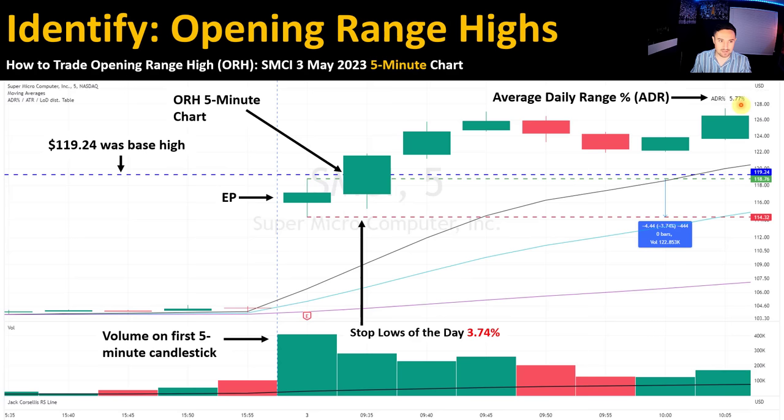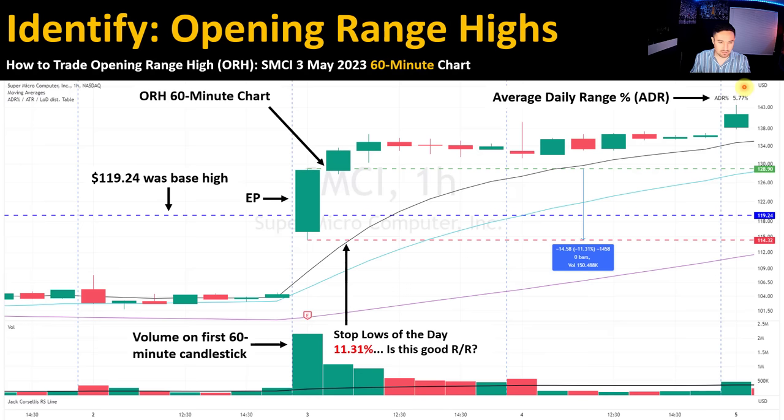5 minute chart. First 5 minute candlestick coming through. So okay, it's a doji. There's good volume coming through. High of that bar is 118.76. So stop, lows of the day, 114.32. Percentage risk, 3.74%. Is that in check with the ADR? Yes, it is. Check.